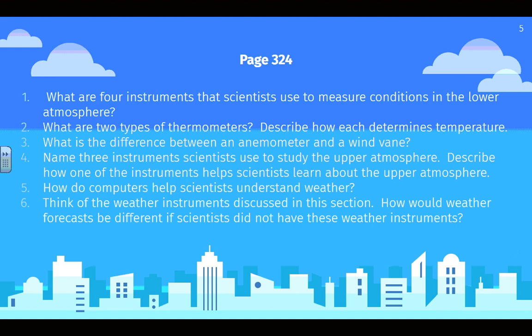Question 2. Liquid-filled thermometer: liquid expands to fill the tube. Electrical thermometer: reads electrical charges.